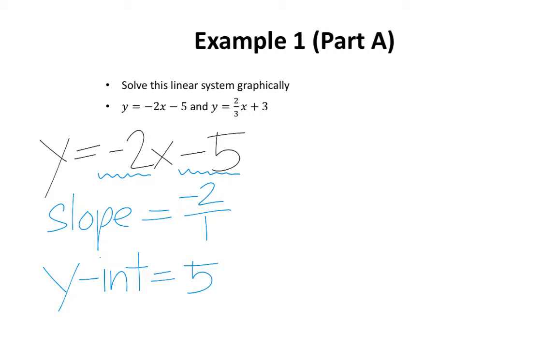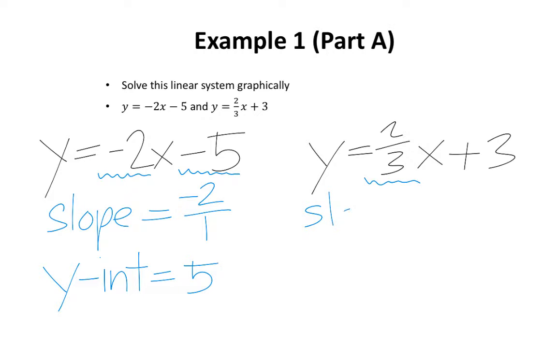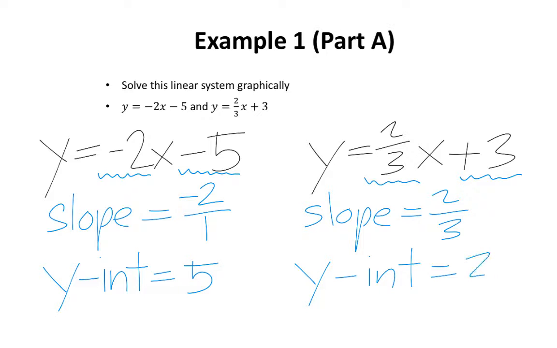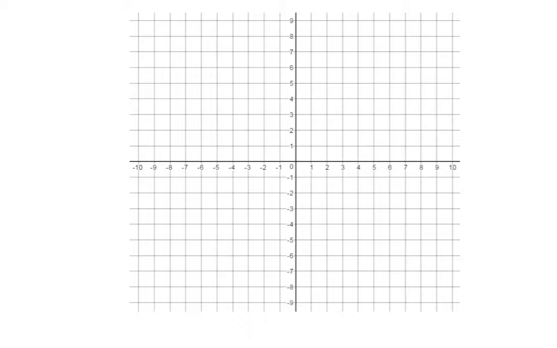Let's take a look at the second line. Its equation is y equals 2 over 3x plus 3. We're going to use the same process. This number, 2 over 3, is the slope of the line, while positive 3 is the y-intercept. At this point, we're going to use the y-intercept and the slope to graph these two lines by hand.